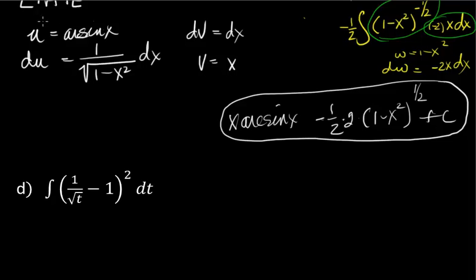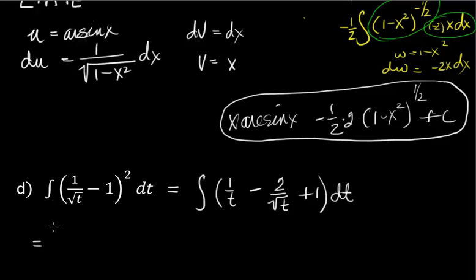Okay, the next problem is one that you would just simply square out. You know, if you square this, you're just going to use the power rule. So we have 1 over the square root of t squared is 1 over t. Well, that'll be a natural log. Minus the product of the two is minus 1 over the square root of t. Double it, so it's minus 2 over the square root of t, and plus 1 dt.